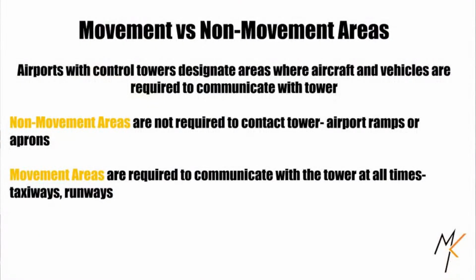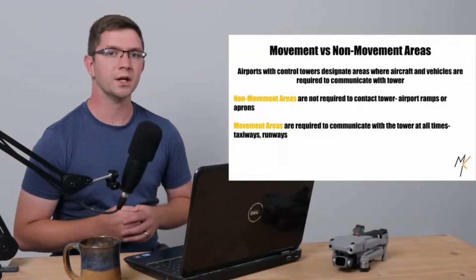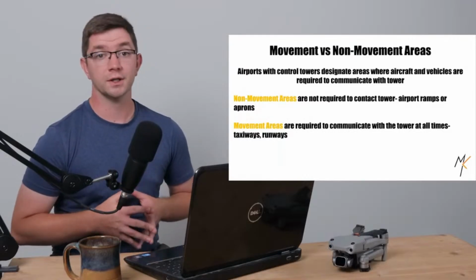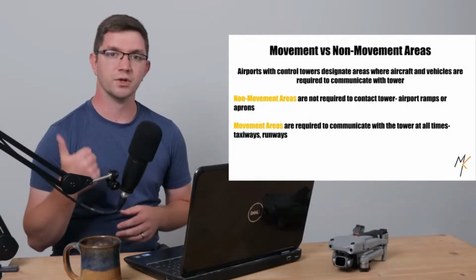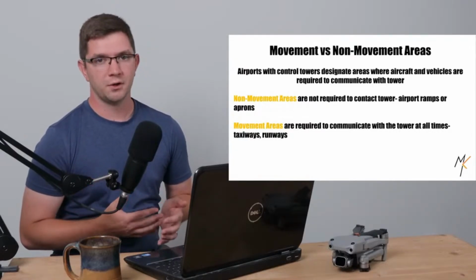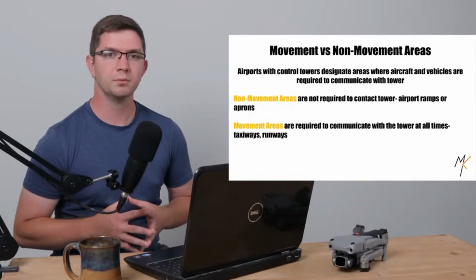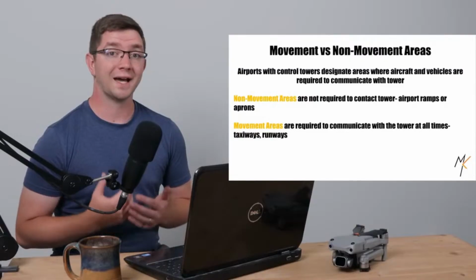If you find yourself at an airport with a control tower, the airport is going to be divided into two different areas, a movement area and a non-movement area. Non-movement areas are parts of an airport where you do not need to communicate with the tower at all. You can actually go around the non-movement area as much as you please. These are going to be the parts of the airport such as your ramps and aprons. Movement areas, however, are going to be parts of the airport where you do need to make contact with the tower, because movement areas are your taxiways and runways where aircraft are active.